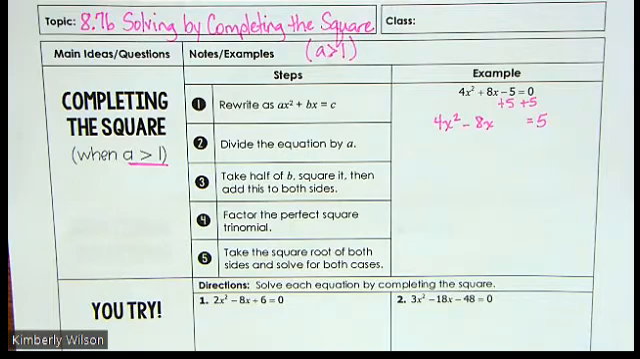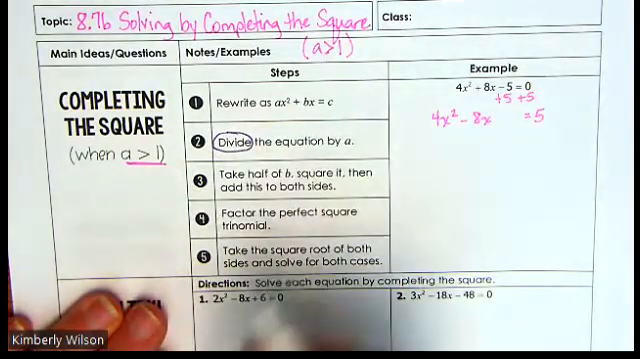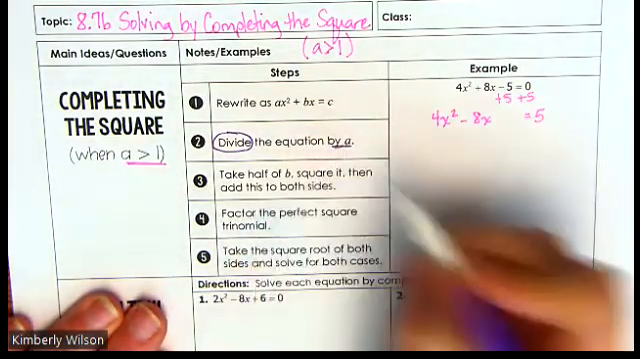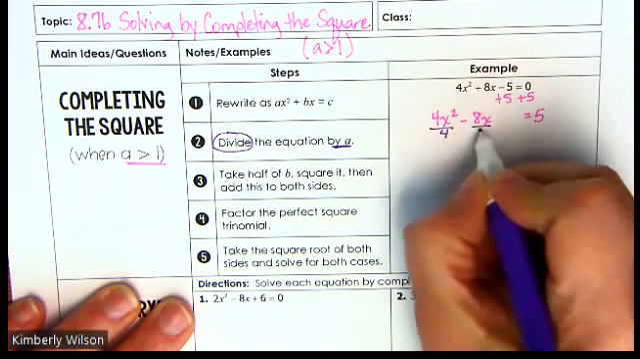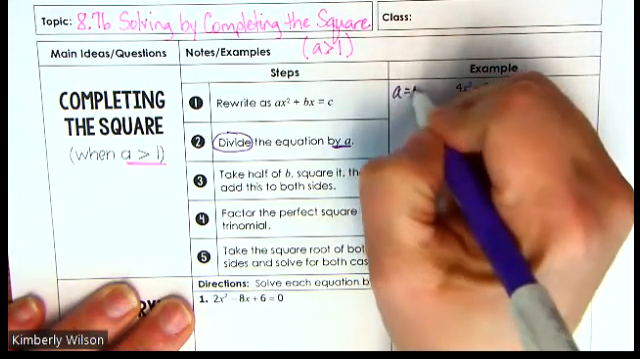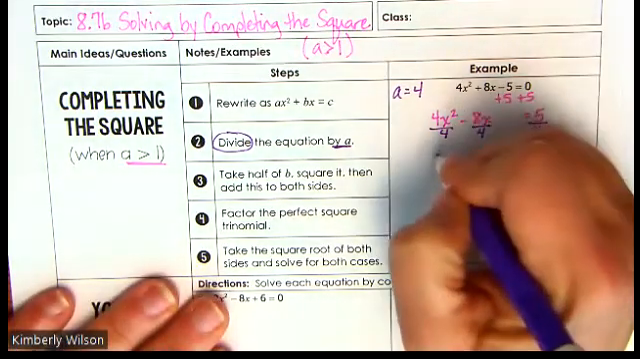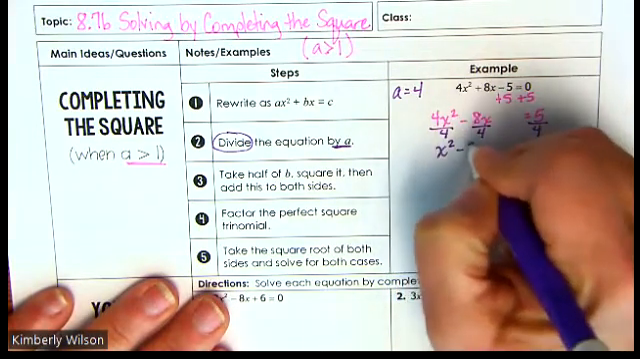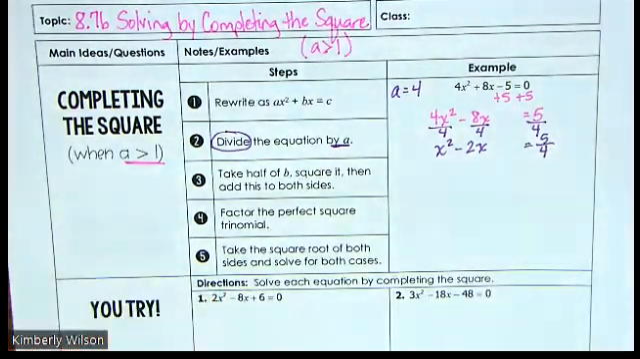Next step is we divide by a. So that means I divide everything by a, which in this instance, my a equals 4. So I'm going to divide everything by 4. So now I have x squared minus 2x equals 5/4. Leave it as the fraction.